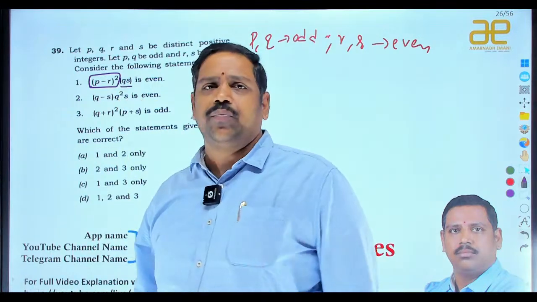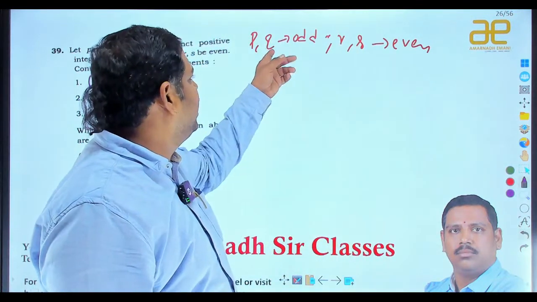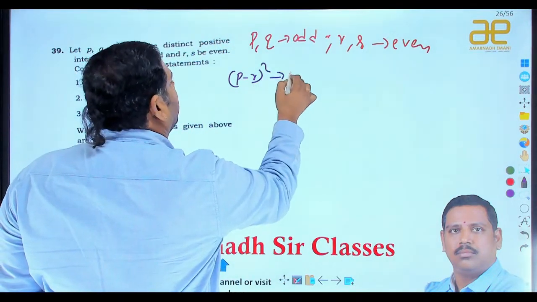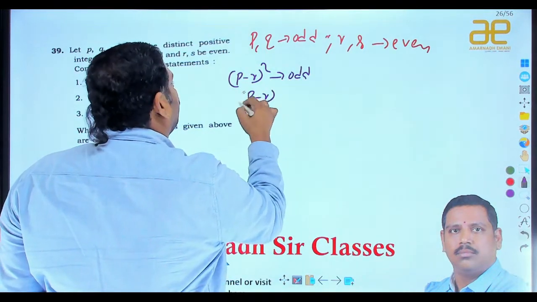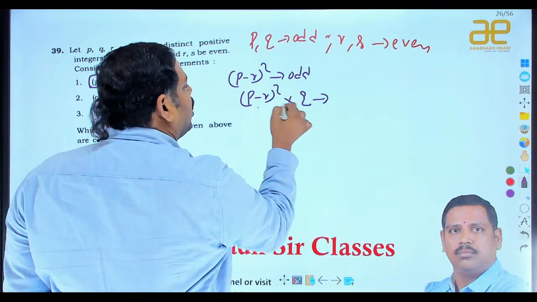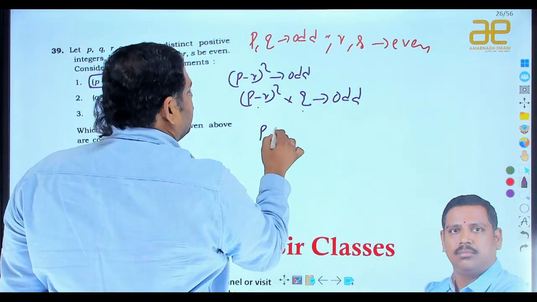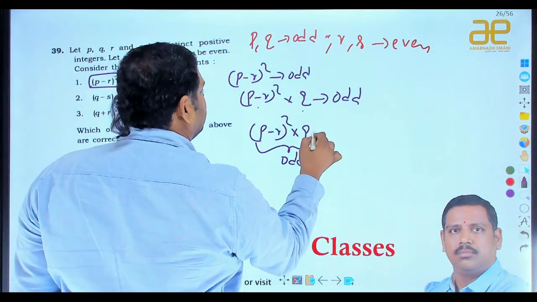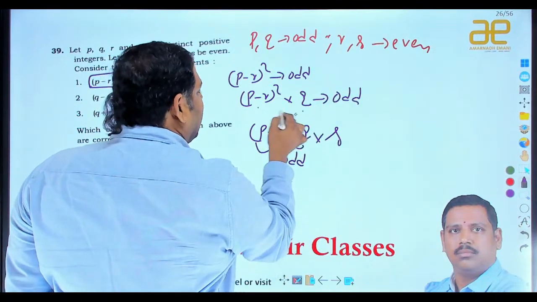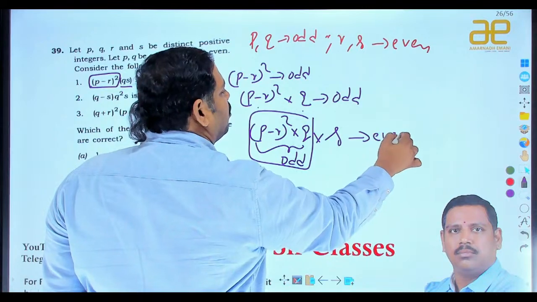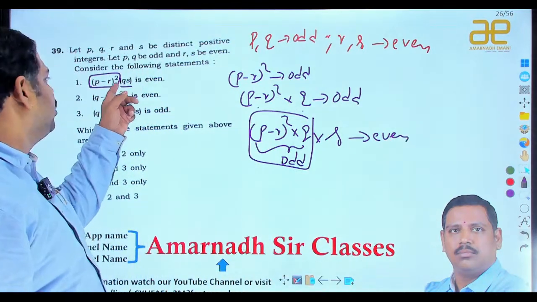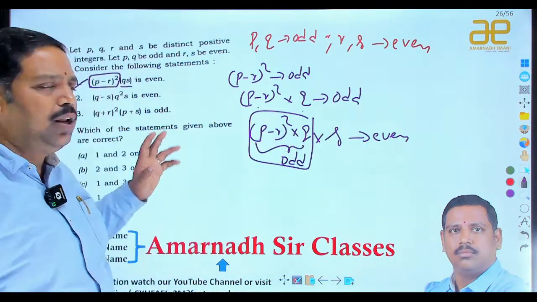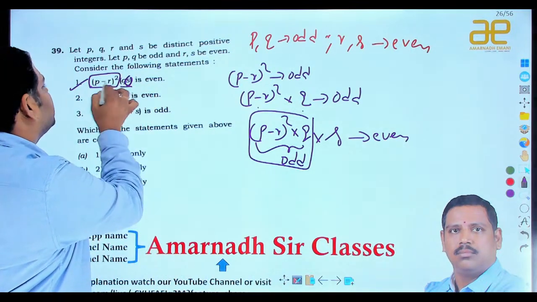Next one: into Q into S. Q is an odd number, so odd into odd is odd. I am writing here: P minus R whole square is odd. P minus R whole square into Q, if I take, this is an odd number, this is an odd number, the result is also an odd number. This total is already an odd number, right? Now you are multiplying with S, where S is an even number. Any number into an even number will definitely lead to an even number. He said that P minus R whole square into Q into S is even. So this is correct. Even number into anything is even, right? So no need to think of all. S is an even number, so definitely this product is even.